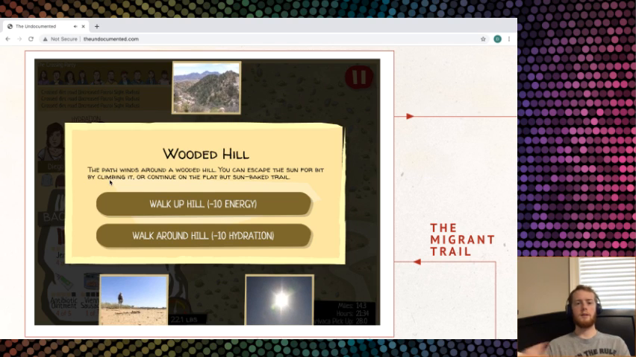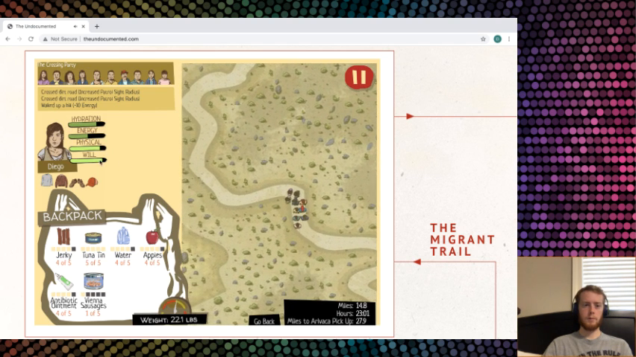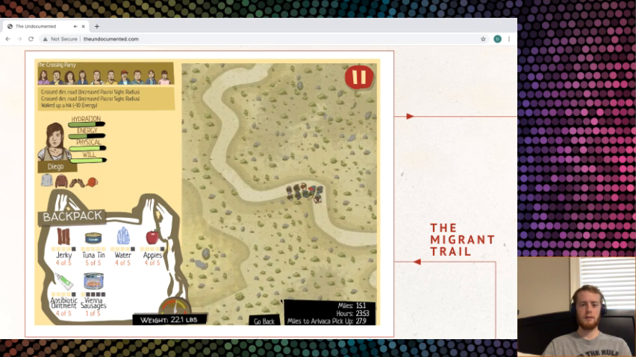The path winds around a wooded hill. You can escape the sun for a bit by climbing it. What's a wooded hill? Okay, so you can escape the sun for a bit by climbing it, or continue on the flat but sun-baked trail. So I think we could walk up the hill because I have more food than I do water. It's more simple to walk up it, burn through the energy that we can replenish pretty easily.